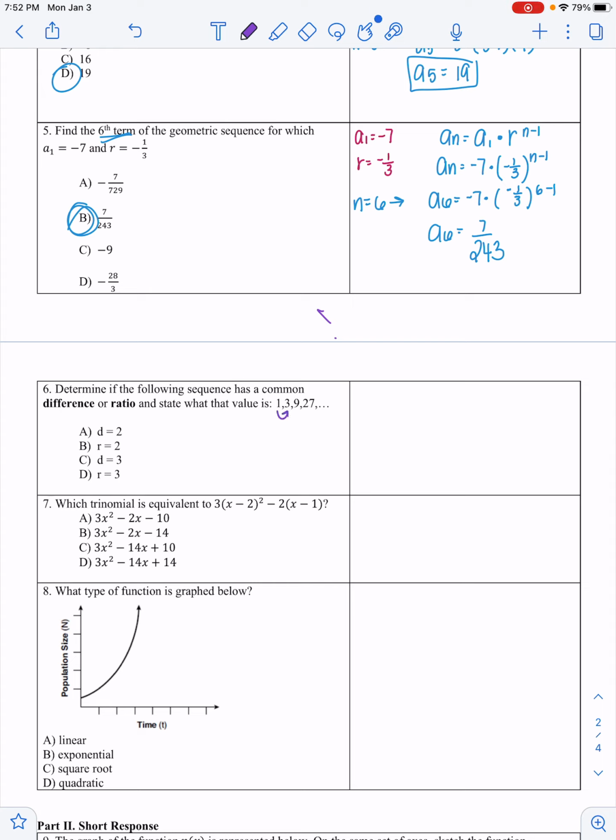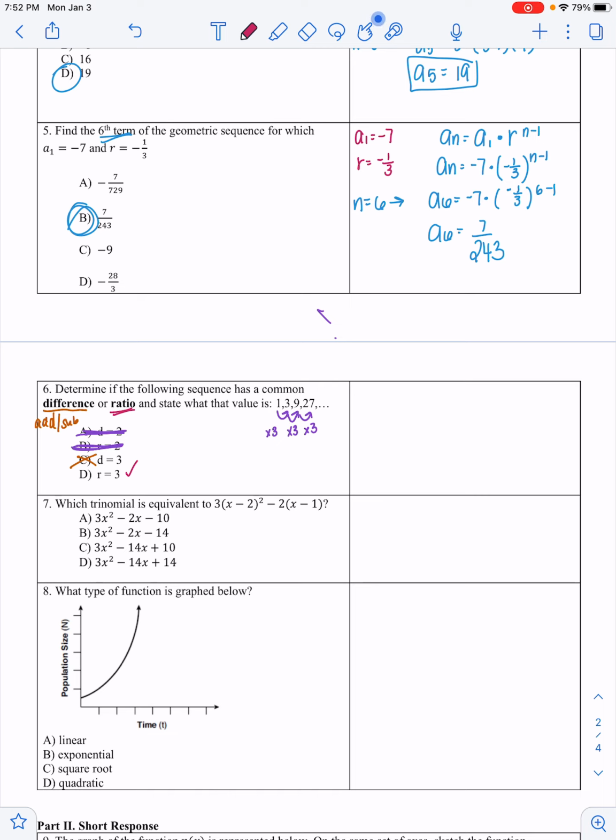To go from 1 to 3, we're going to do times 3. To go from 3 to 9, we're going to do times 3. And to go from 9 to 27, we're going to do times 3. So I know my pattern has something to do with 3. Now, we have to determine, is this a common difference or a common ratio? Keep in mind that common difference is our adding and subtracting pattern. So it is not a common difference. It is a common ratio.